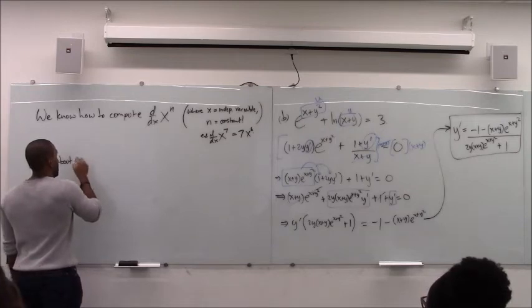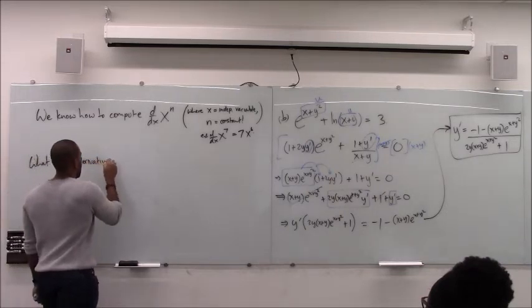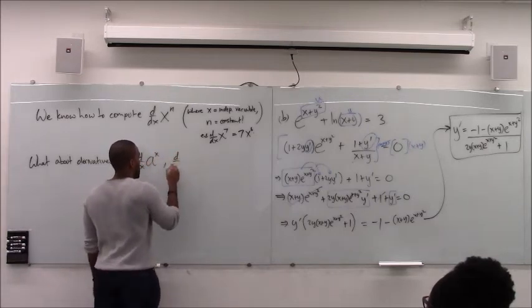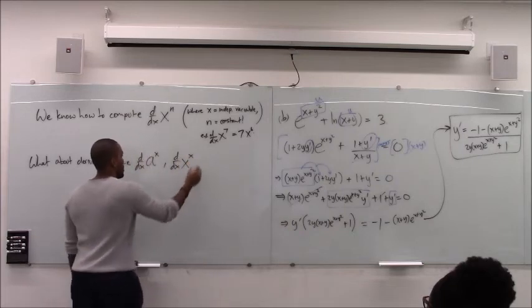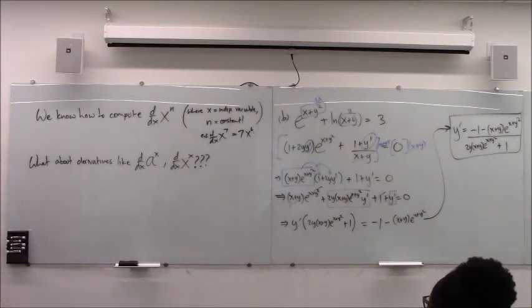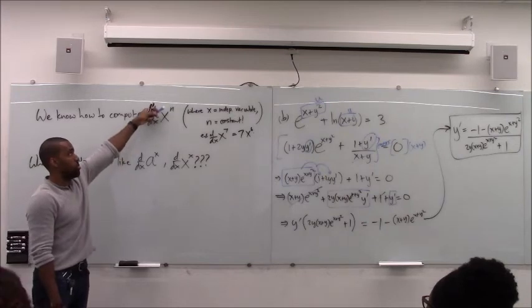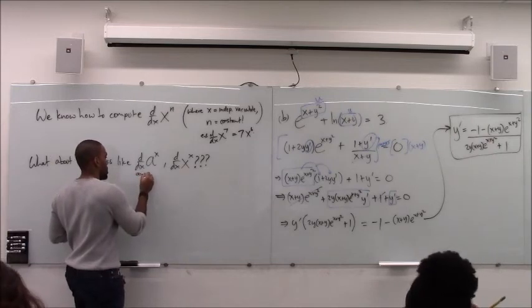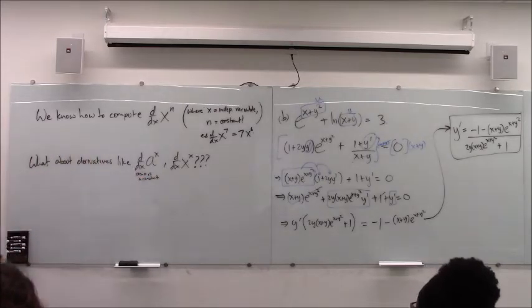What about derivatives like those guys? Now, at first glance, they both look like something raised to a power, but it turns out that the power rule actually does not apply. The power rule applies when the base is a variable and the power is a constant. Notice in this situation here, your a is a constant. When your base is a constant and the power is a variable, these two guys are actually very different.